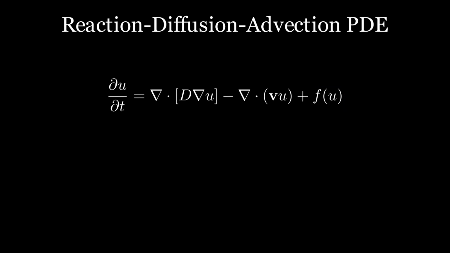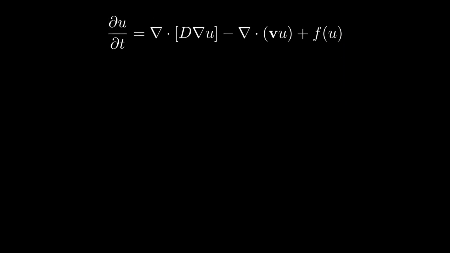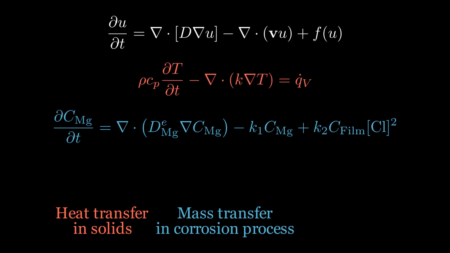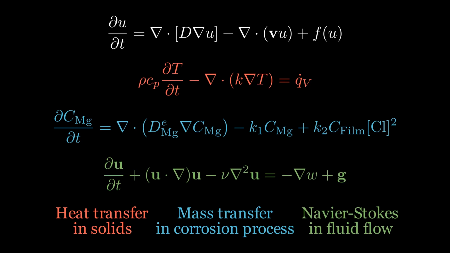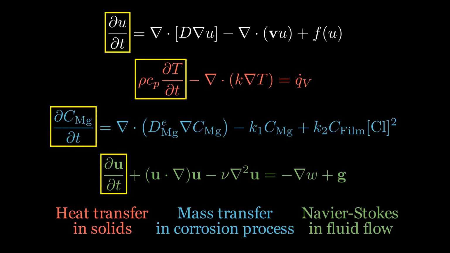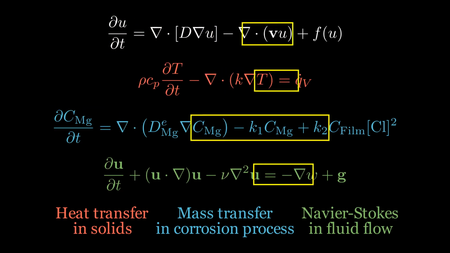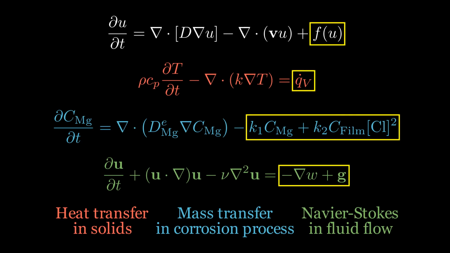Let's have a look at some examples of this equation with different shapes but with the same structure. Heat transfer in solids, mass transfer in corrosion process, in this case magnesium corrosion in sodium chloride, and Navier-Stokes equations for describing the fluid flow behavior. Can you see the pattern? The temporal evolution term, the diffusion term, the reaction term, and the advection term.